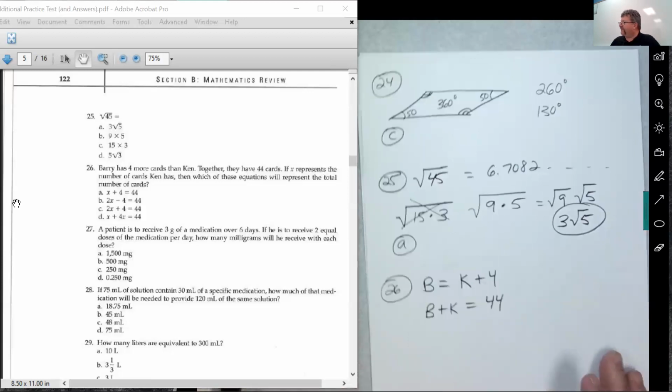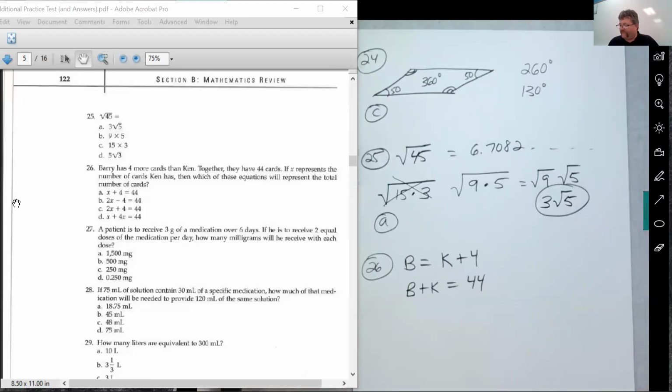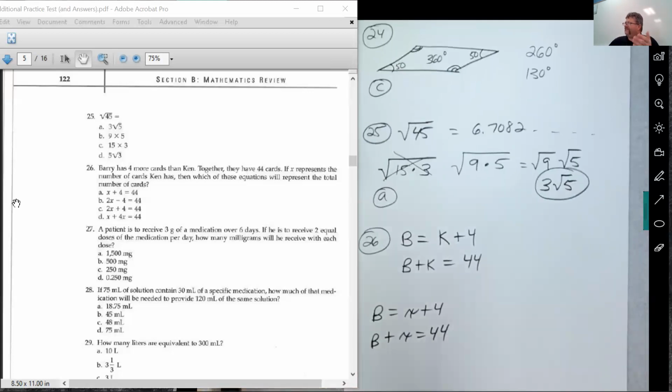So I would probably introduce the letters B and K. Just for me, it's easier, but that's not one of my choices, of course. There's no B's and K's in the answer. So I have to read a little deeper into the problem and say, okay, X is supposed to represent Ken. So I really shouldn't have a K, I should have an X. So with my first equation, B equals X plus 4, and my second equation, B plus X equals 44. But you see, none of my choices fall into that category.